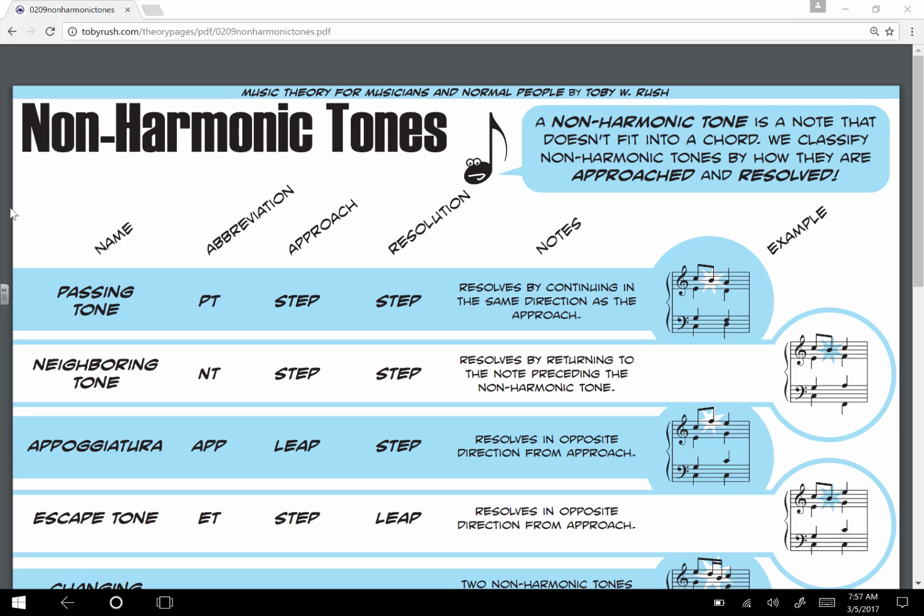So let's review. A passing tone, abbreviated PT, is approached by a step and resolved by a step. Special notes for passing tone: it resolves by continuing in the same direction as the approach, as in the example. If you look carefully at the music, where the star is, the white star, that is indeed our non-chord tone of the passing tone.